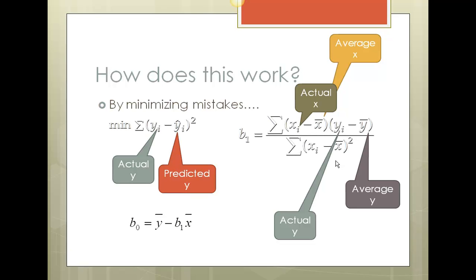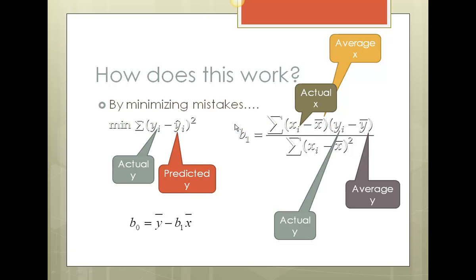So how does regression actually work? Your goal is to minimize the errors. So your goal is to minimize that E term. So what we're doing here, we see in this first equation, we're minimizing the sum of the square difference between your actual y and your predicted y.